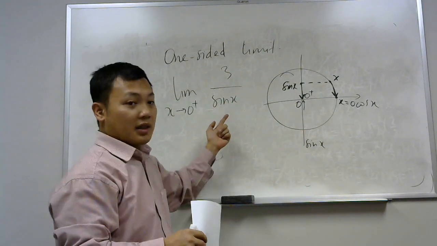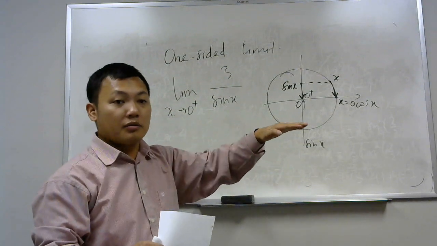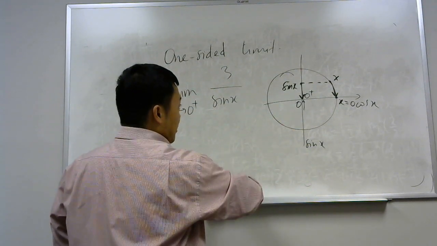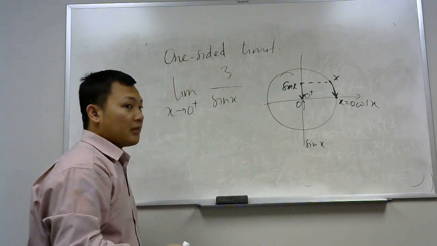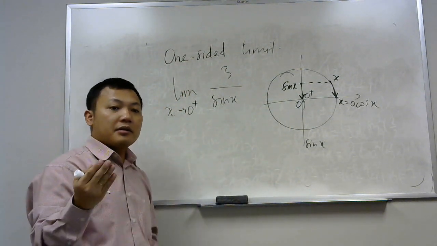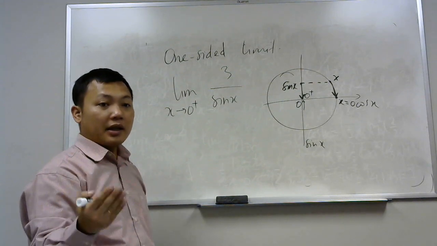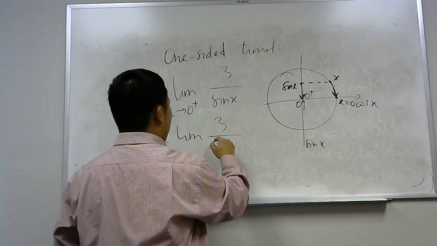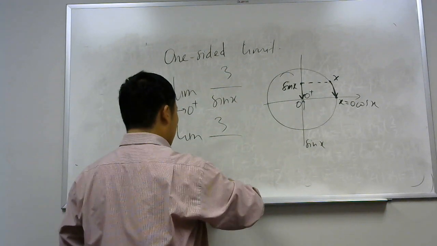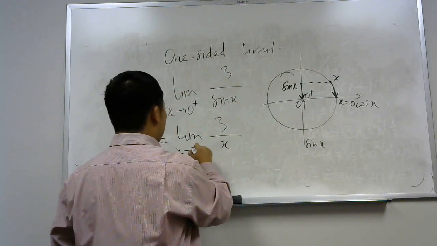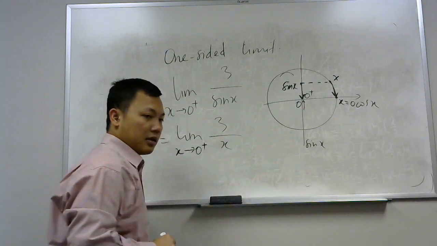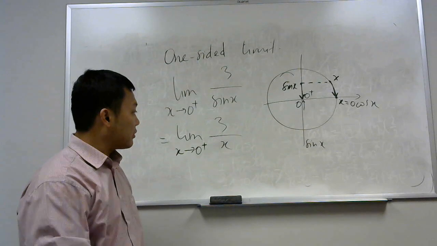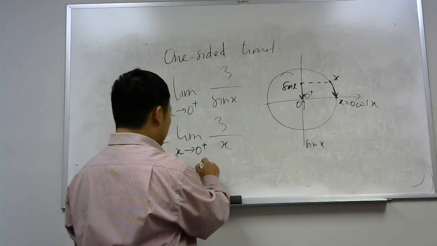That means 3 over sine will go to positive infinity when x approaches 0 from the right. Again, you can use similarity between sine and x. You can say this limit is nothing but 3 over x when x goes to 0 from the right. And we consider this from time to time. It's nothing but positive infinity.